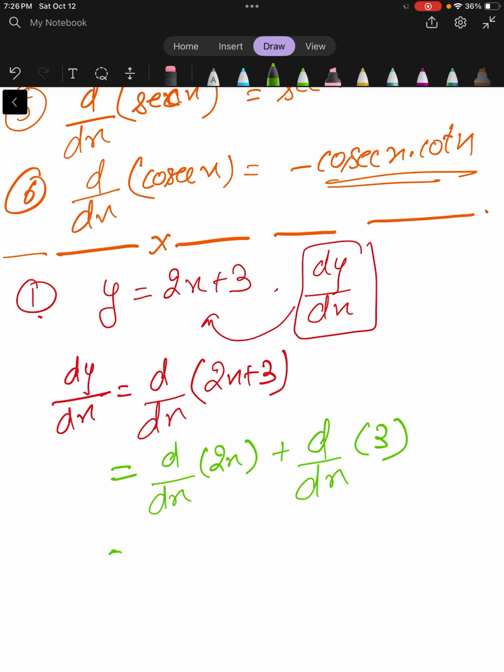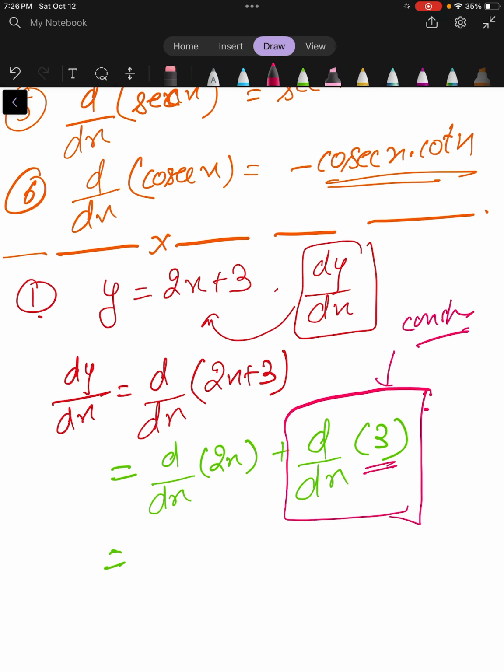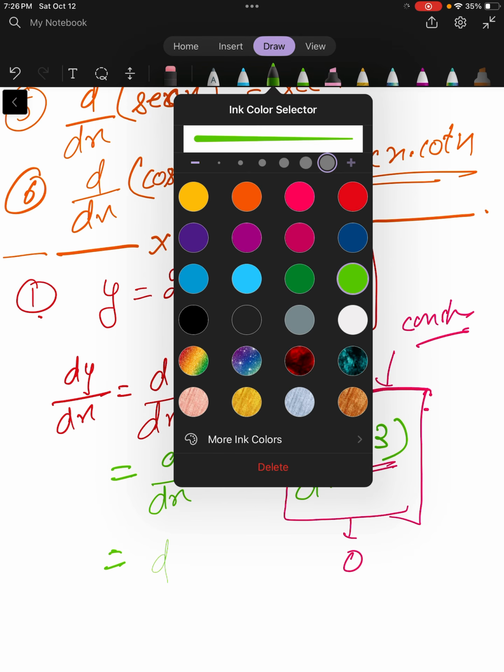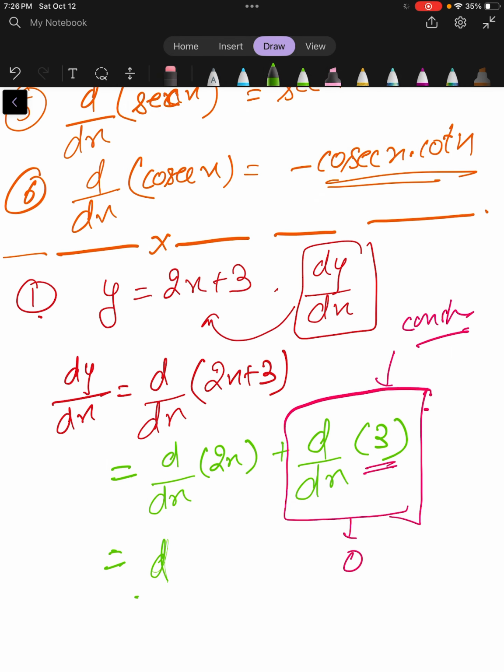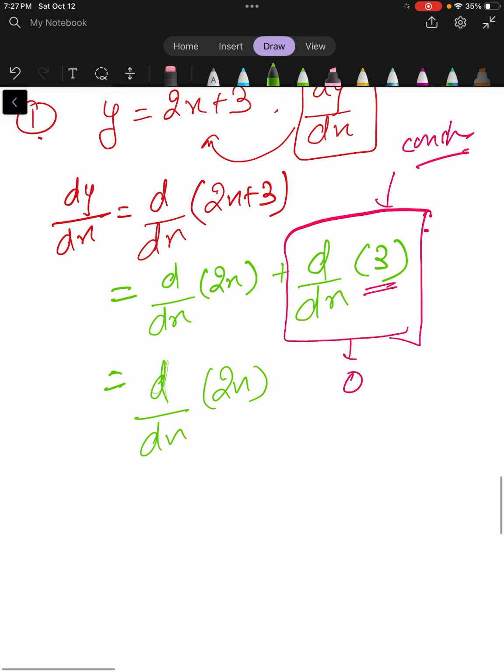Now we'll apply the formula for this one. Let's keep focus. First of all, this 3 is a constant, and the differentiation of a constant is 0. So we write d upon dx of 2x. Here 2 is a constant, so we take it outside: 2 times d by dx of x.